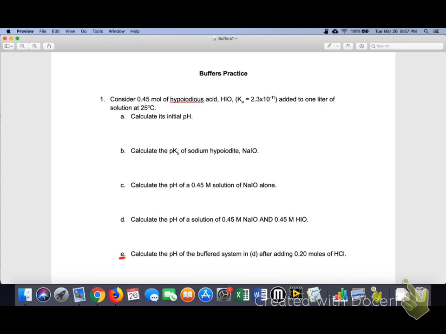Well, the conjugate base can help me. And so what's going to happen when I add the H plus is the H plus is going to combine with the conjugate base, which is IO minus, and reform the weak acid.